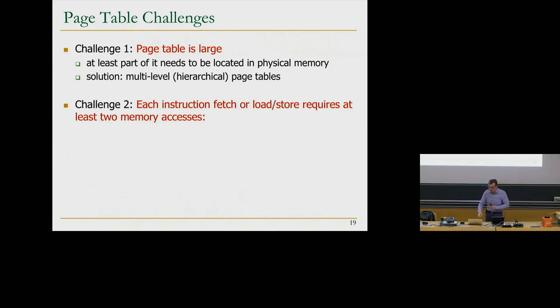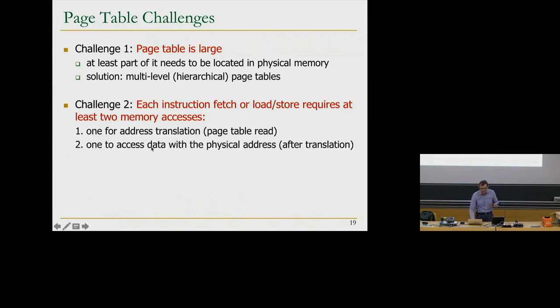That's true for load and store also. Basically, you need to do 1 access for address translation, a page table read, and 1 access to access the data or the instruction with the physical address that you get after the translation. Because you added this indirection, you need to do the translation. You need to do a memory access for the translation.